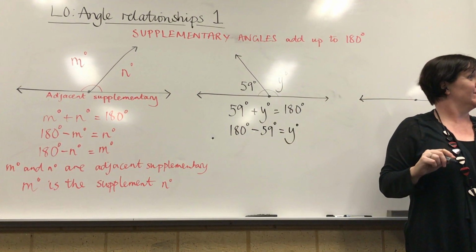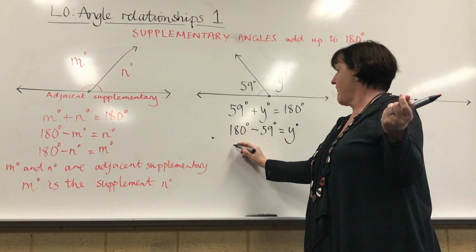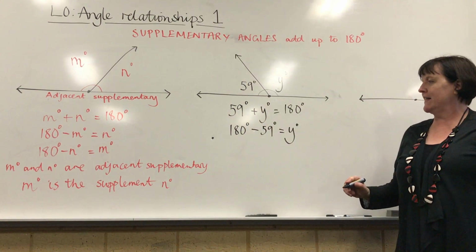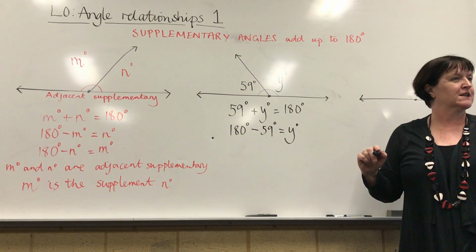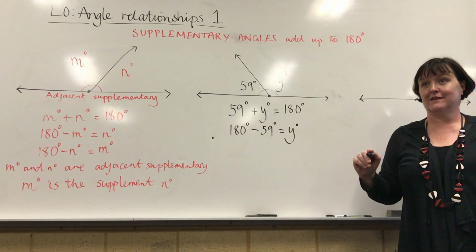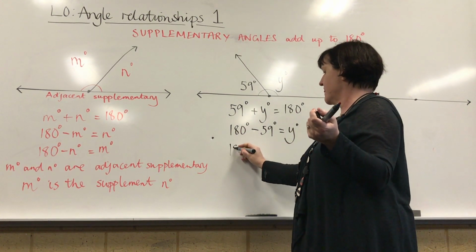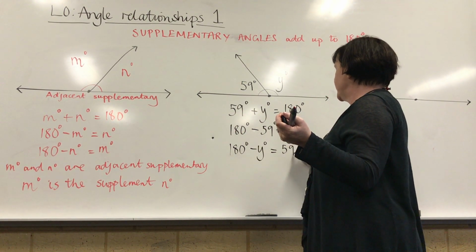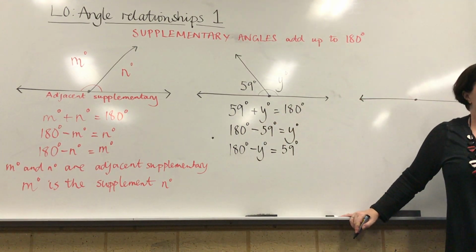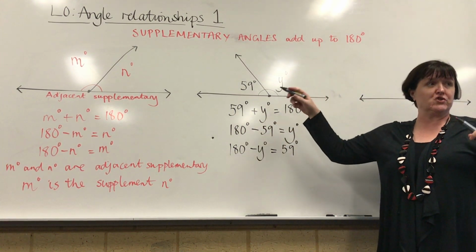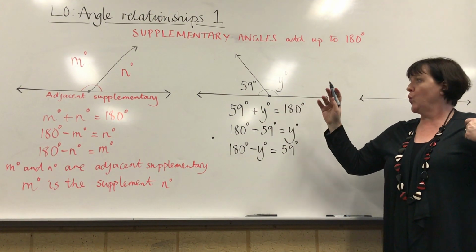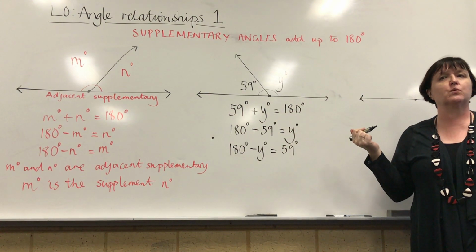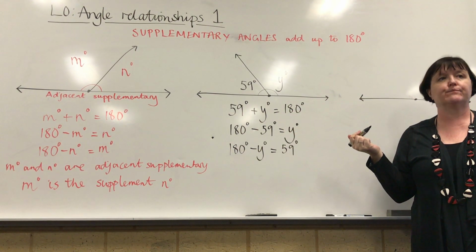And then another one. 59 degrees is the supplement of Y. Oh, very good. And then one more equation. Zach? 180 degrees minus Y equals... Well done. 180 degrees minus Y is 59 degrees. So, if we know that these are supplementary, which is exactly what Molly said, which of those equations would you need to use to work out the value of Y?